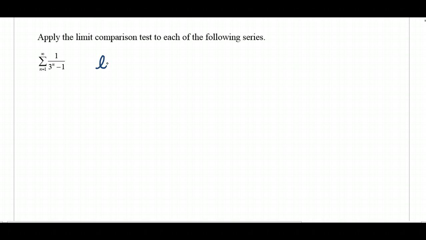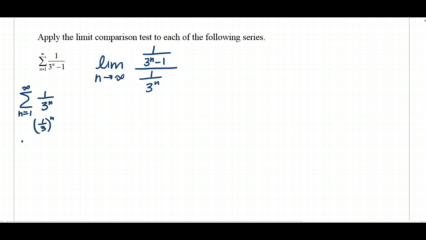So we look at the limit as n approaches infinity of 1 over 3 to the n minus 1, over 1 over 3 to the n. We're comparing this series to the sum from n equals 1 to infinity of 1 over 3 to the n, which is really just 1 over 3 as a quantity to the n, and we know that this converges by the geometric series test since 1/3 is less than 1. So here's our a sub n, here's our b sub n, and we want to see if this limit converges to a positive finite number.